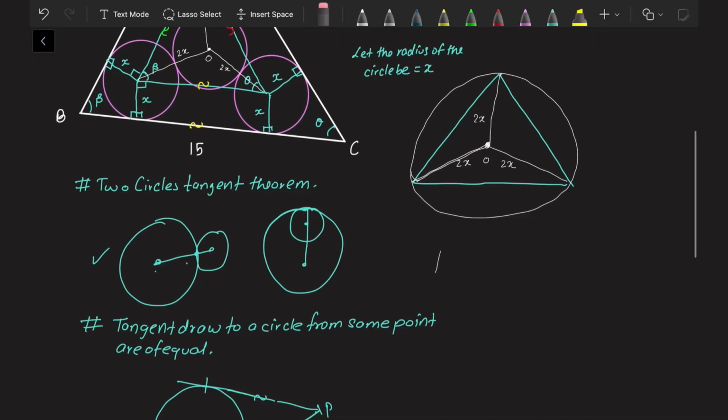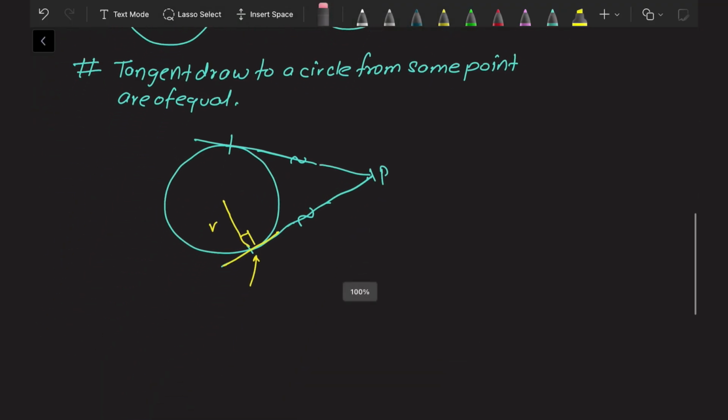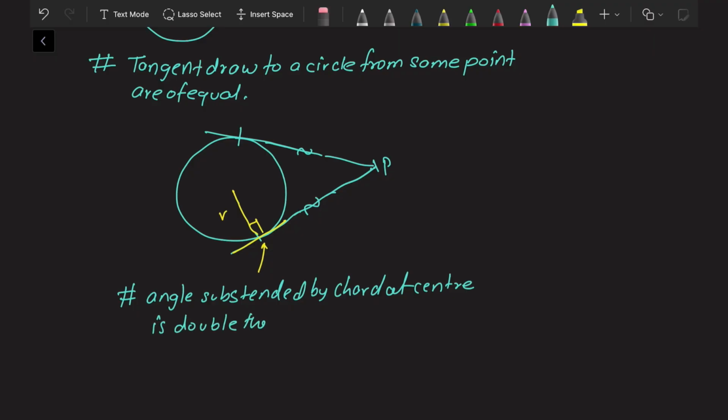Now as this particular point is the center, let me introduce you to the third theorem that we are going to use. The third theorem states that the angle subtended by a chord at the center is double the angle subtended by the chord at the circumference.